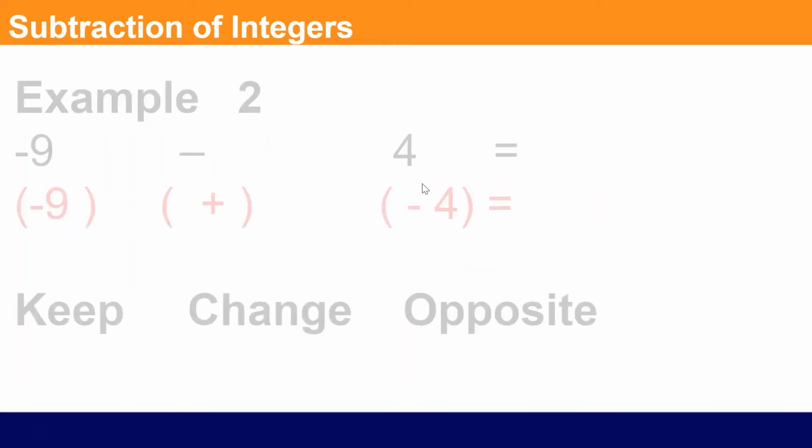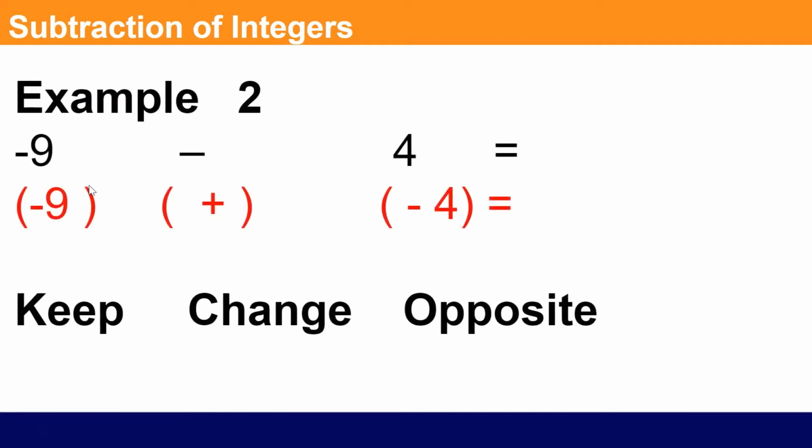Next. For example number 2, negative 9 minus 4 equals. So, keep negative 9. Okay, minus, change to plus. Then positive 4, get the opposite, we have negative 4. And then, it becomes negative 9 plus negative 4 equals negative 13. So, alam natin kapag addition, pareho ng sign, i-add lang and then copy the common sign.